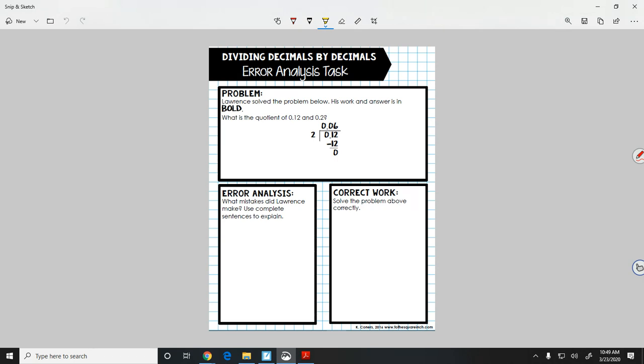So the problem says, Lawrence solved the problem below. His work and answer is in bold. What is the quotient of 12 hundredths and 2/10? And then he did his work right there.